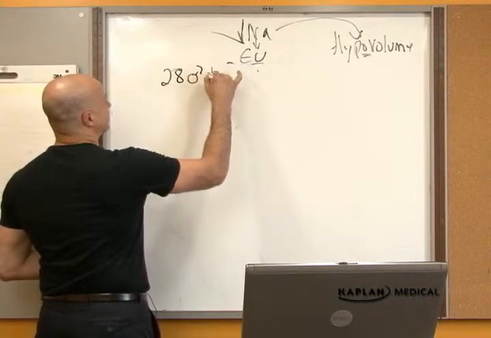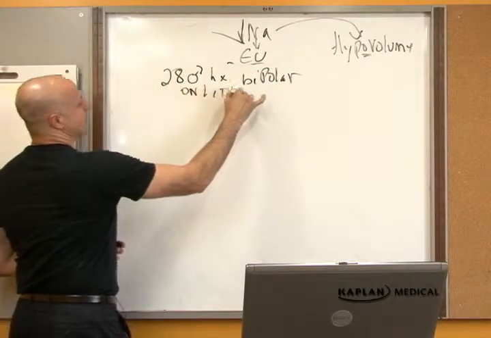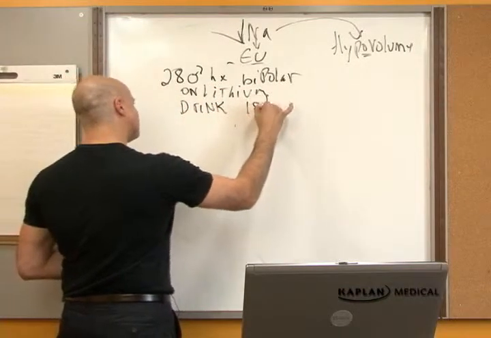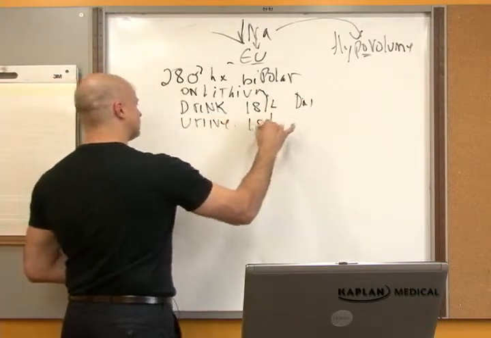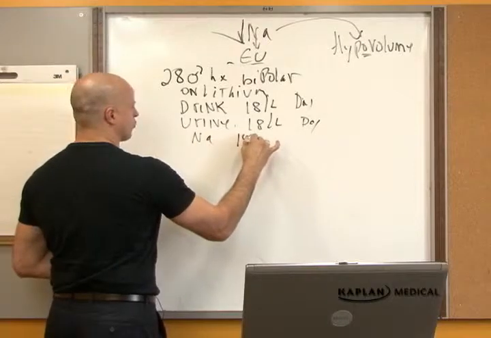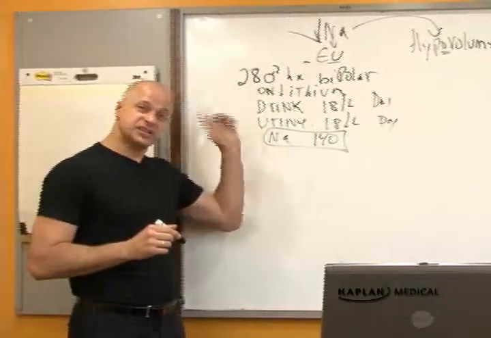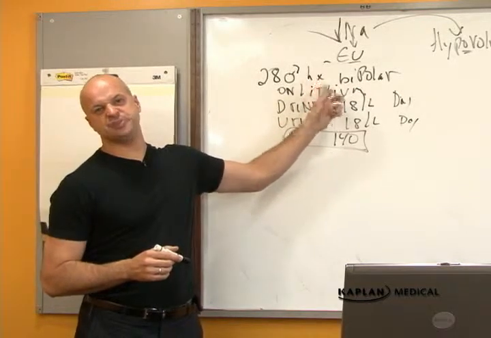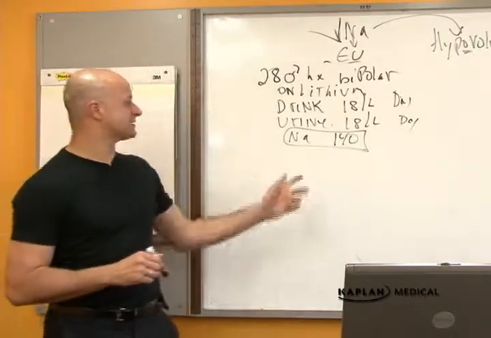A 28-year-old guy with a history of bipolar disorder on lithium is drinking 18 liters per day. And he's urinating 18 liters per day. And his sodium is normal at 140, exactly 140. Well, is this psychogenic polydipsia from his bipolar disorder, or is this nephrogenic diabetes insipidus from lithium? And the answer is, you can't tell.